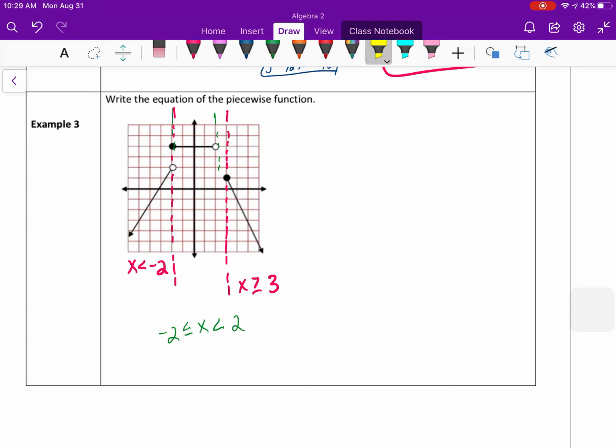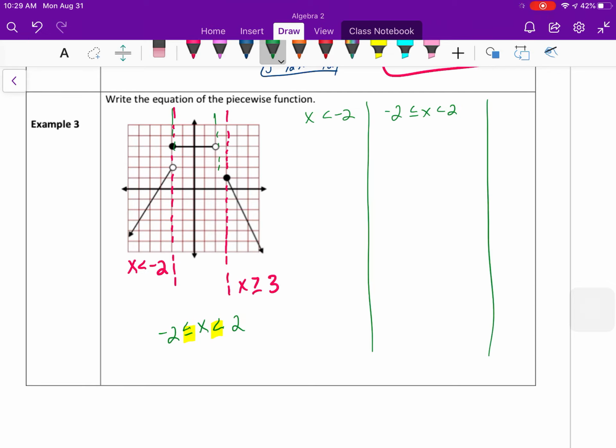When you write a compound inequality, the inequality signs always have to face the same direction. So I always start with the right side. All right, so we have three sections. So x is less than -2. We have x is between -2 and 2. And then we have x is greater than or equal to 3.